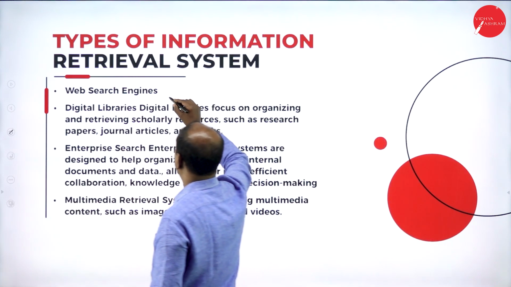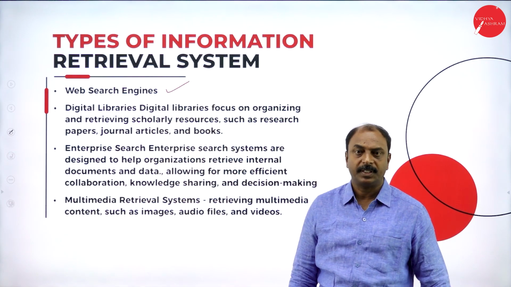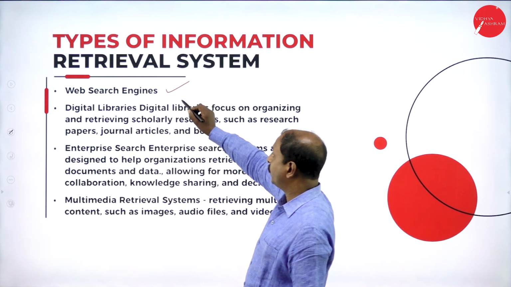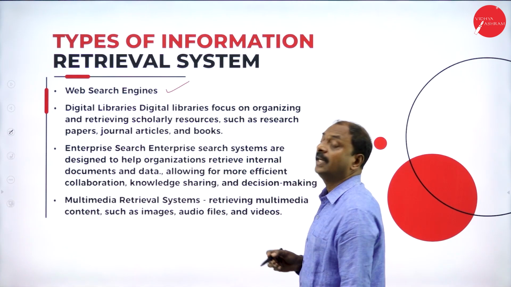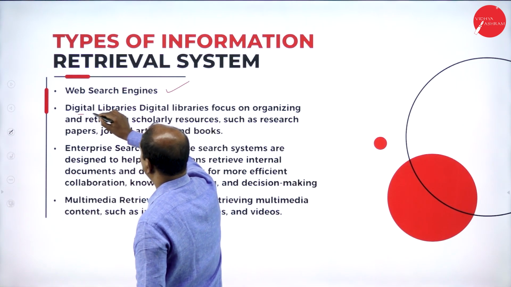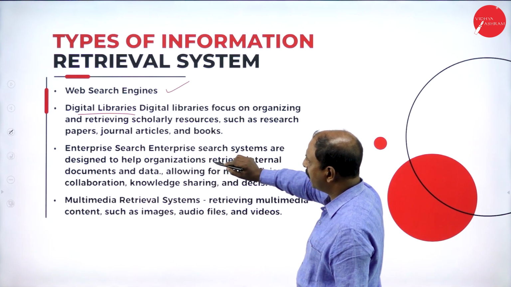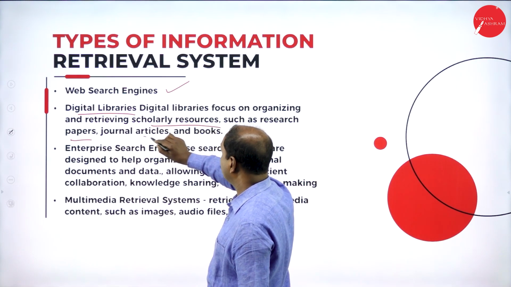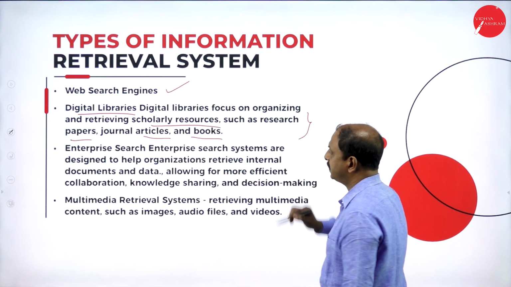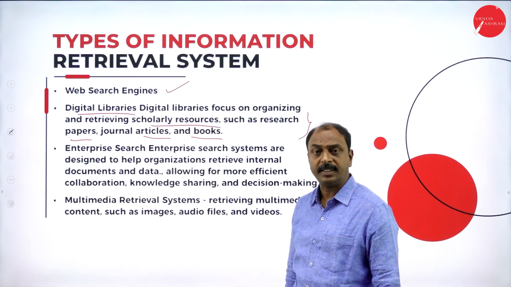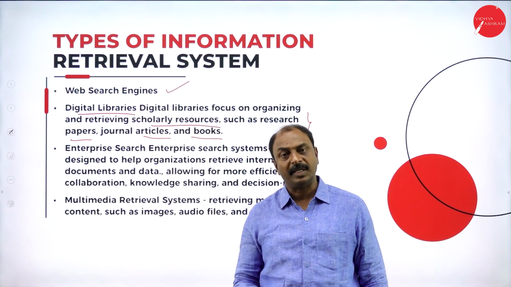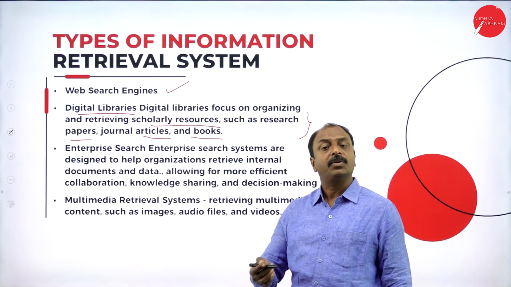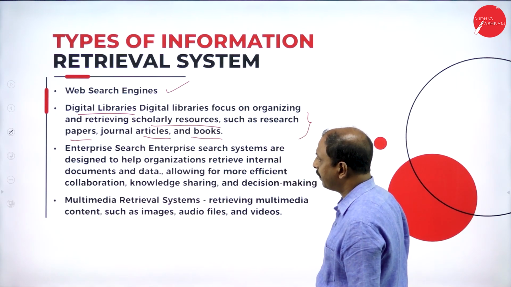One example is the web search engine. With the help of a web search engine, it is possible to retrieve information from the web server. That is one type of information retrieval. Another type is the digital library. You know what a digital library is? It focuses on organizing and retrieving scholarly resources such as research papers, journals, articles and books. It is possible to access these. Means we are accessing information through our mobile, laptop, or desktop, or in general electronically. That is nothing but digital libraries.